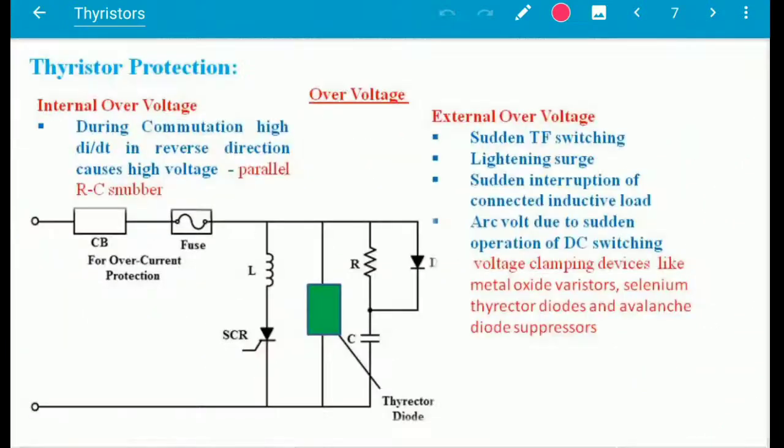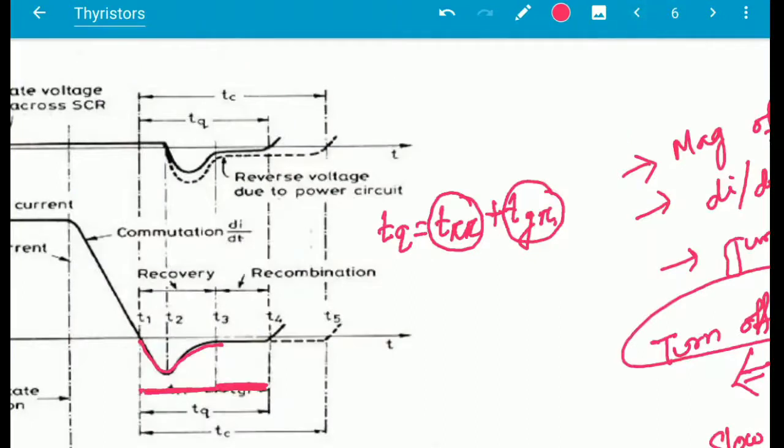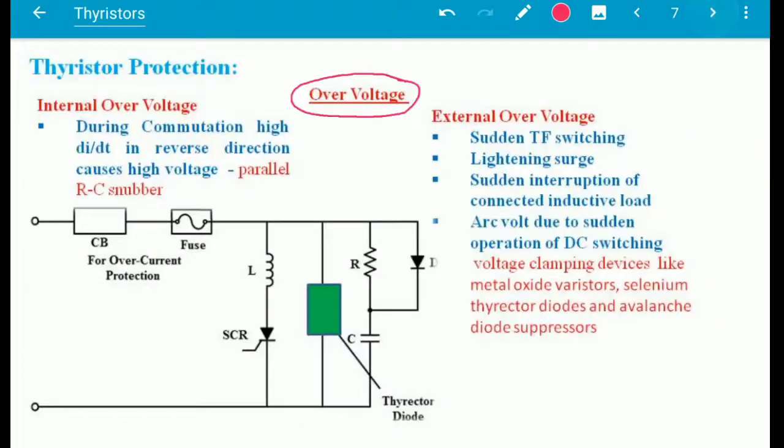So next comes our thyristor protection. And the first one is over voltage protection. Over voltage protection is of two types, for internal over voltage and for external over voltage. Internal over voltage is caused during commutation by high di by dt. If this commutation di by dt increases, then it will cause high voltage across the thyristor.